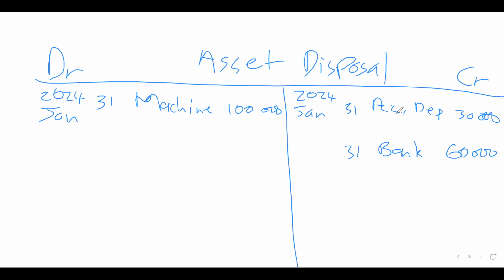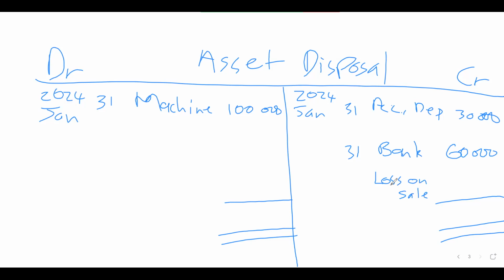Now, if you compare the two sides, which side is bigger here? The debit side. So what you need to know is that whenever the debit side is bigger than the credit side in an asset disposal account, you need to recognize a loss on sale, on the credit side. Does it make sense? Yes. 100,000 there, and then for it to balance, the difference is how much? 10,000.